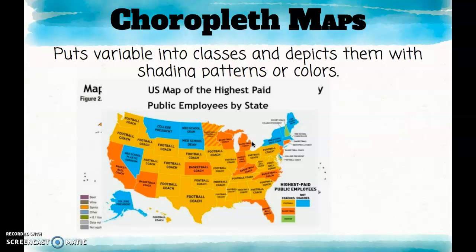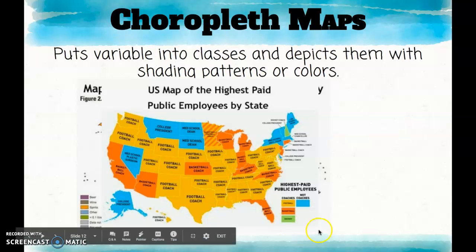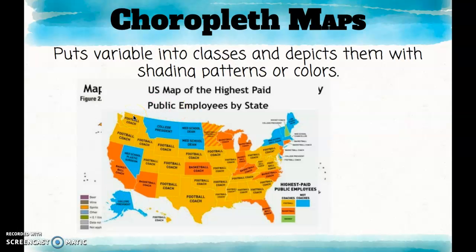And then here's another example of the highest paid public employees in the United States. And you can see the shades represent different kinds of positions. So the coaches are represented by these yellow, orange or green shades, and non-coaches are represented as blue. So you can see the argument being made here, right, is that the highest paid public employees in most states are coaches.